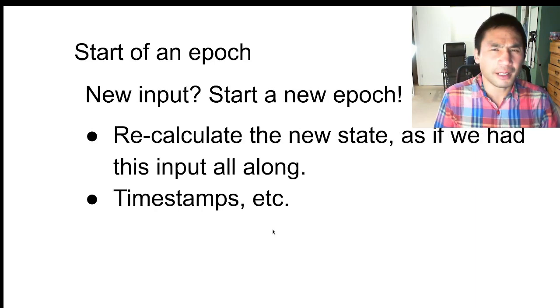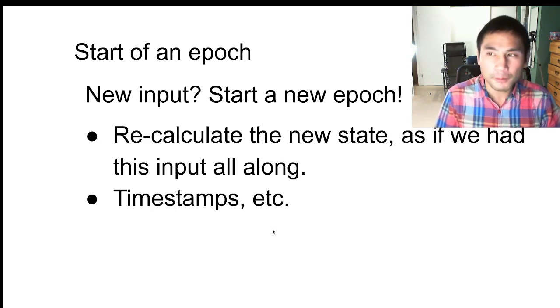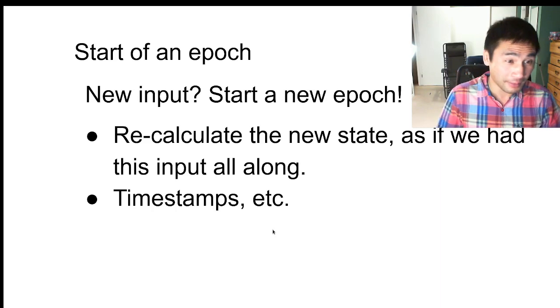Usually we say end of an era, but we're going to say start of an epoch. And so you have new input, start a new epoch. What you're going to do is recalculate the new state as if we had this input all along. And we're going to use timestamps and a lot to make this happen actually faster. And I think we have an example.